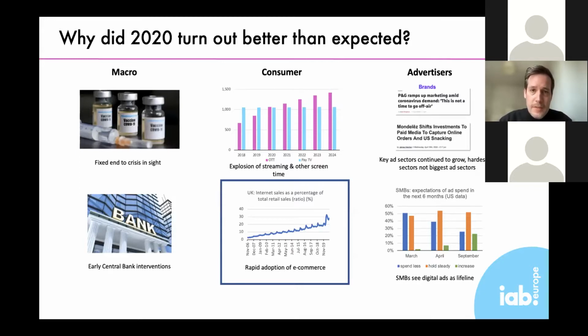So in particular, FMCGs were very, very strong in the last year, all posting quite strong company results. And we've also seen, and this is very important for e-commerce, that SMEs, or small and medium businesses, or SMBs, have seen digital advertising as a lifeline. They realized that they need to invest in advertising in order to sell their goods and services. So advertising moved up higher on the balance sheet.